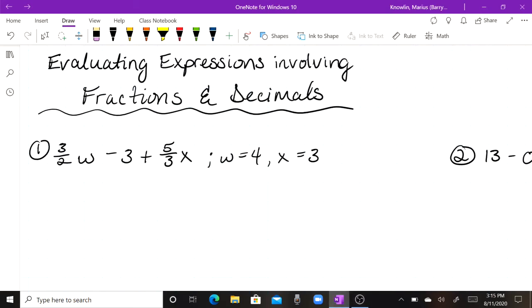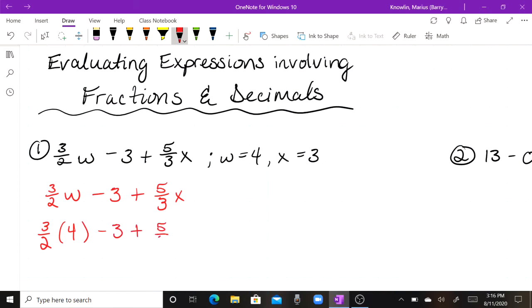All right. Number 1 reads 3 halves w minus 3 plus 5/3 x when w is 4 and x is 3. All right, so first we want to go ahead and substitute. So 3 halves times 4, right, minus 3 plus 5/3 times 3.